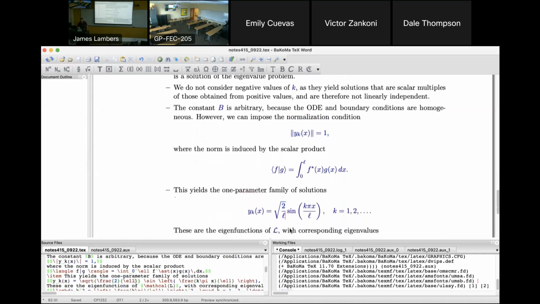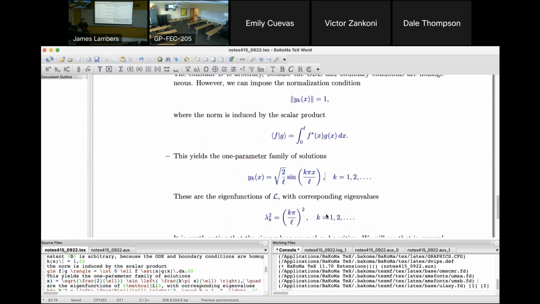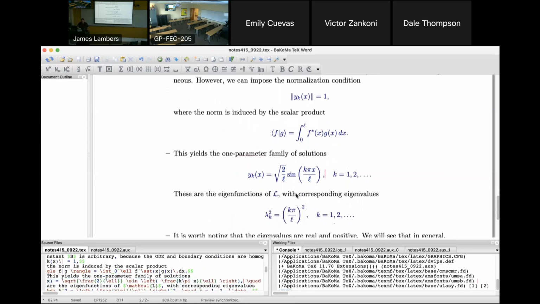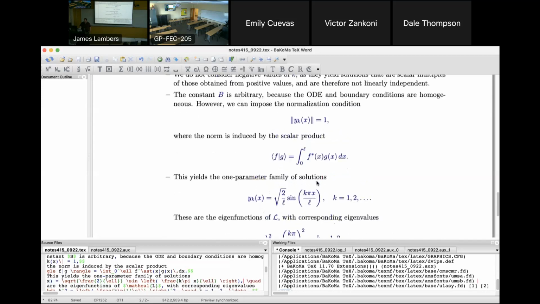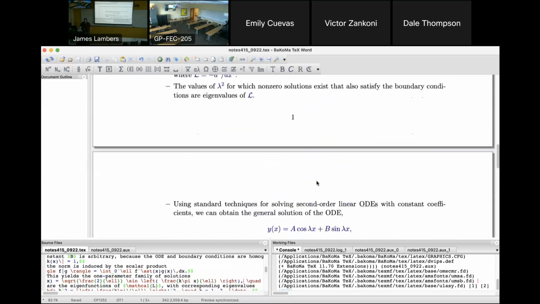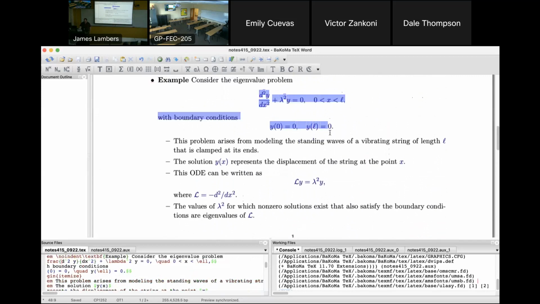So square root of 2 over L. So here we have eigenfunctions that are normalized in that sense. They all have a norm of 1, and the eigenvalues that go with them. So recall lambda turned out to be k pi over L, but the original problem had lambda squared, so that's why we square it. And so these functions and these values of lambda squared form a set of solutions to the original problem.